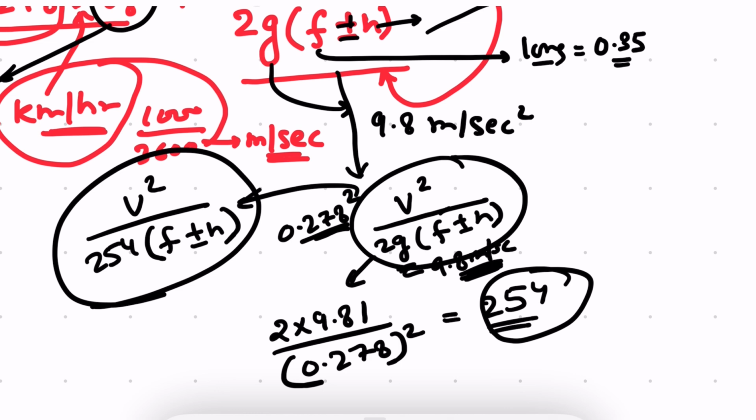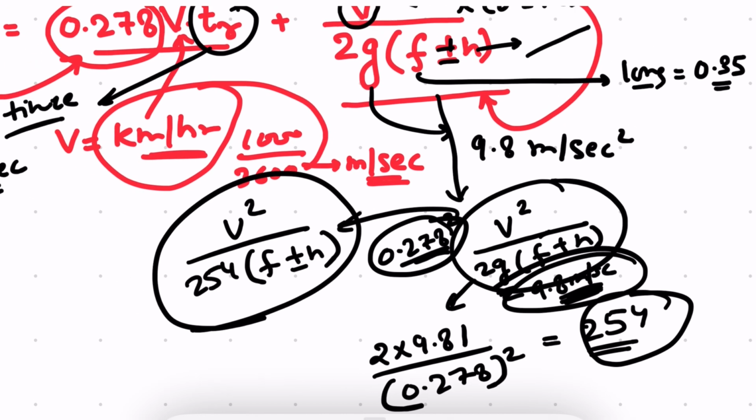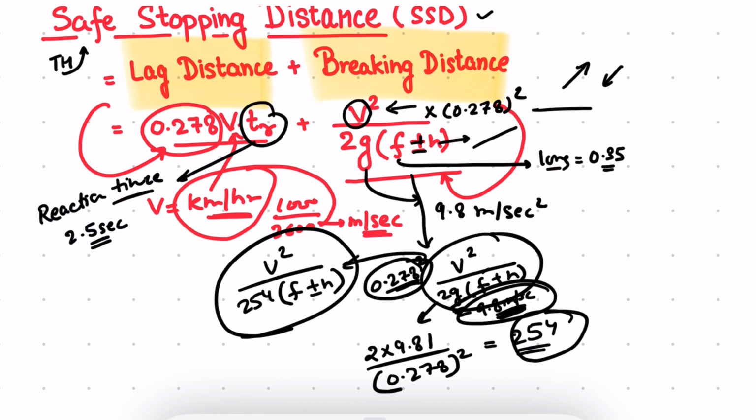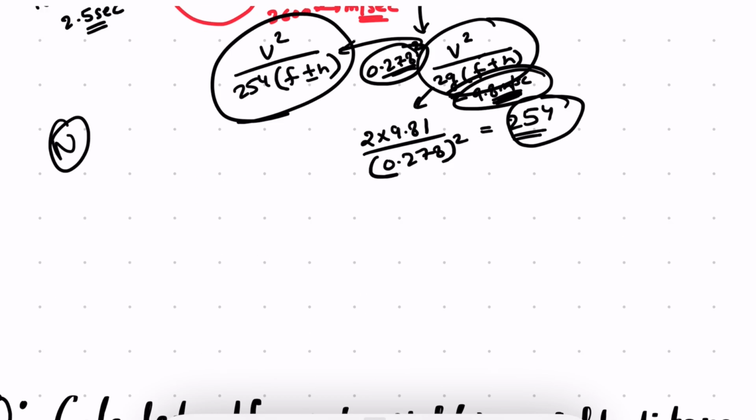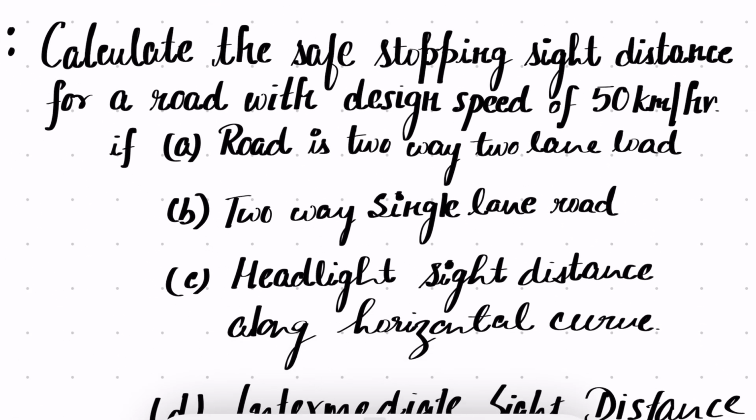Now it should be taken into consideration that here the standard values are adopted, that is 9.8 meter per second square and 0.278, if V is given in kilometer per hour. All right. So this was the concept that we had discussed, and we had derived it. We had discussed the PIEV theory in the previous lectures. Now in this lecture, we are simply going to do the numericals. So without further ado, let us jump into the numericals.